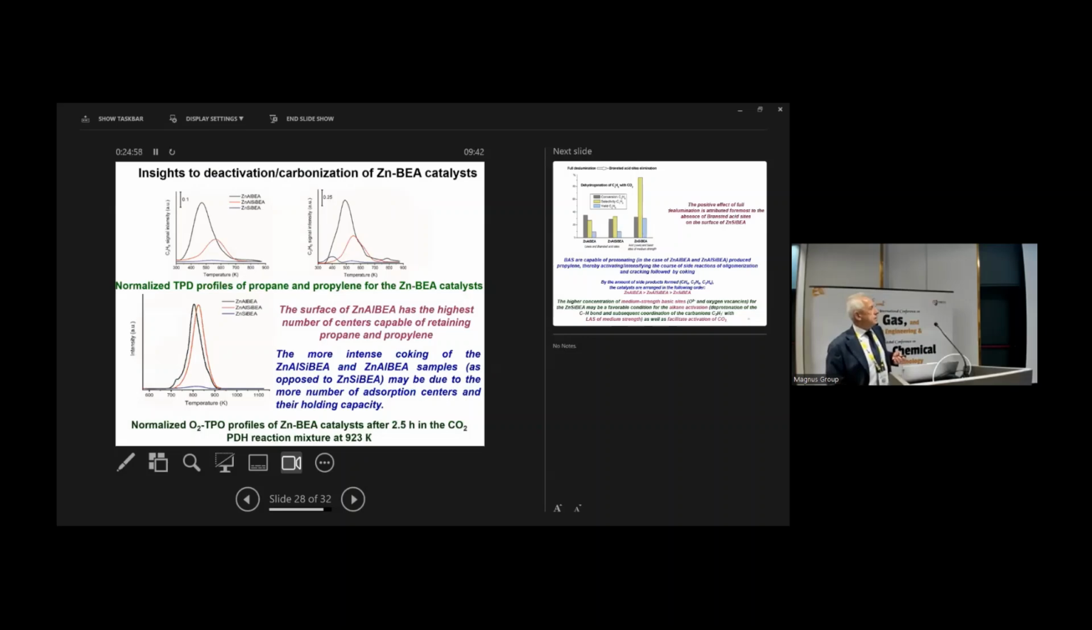And then by using TPD of propane and propylene, you can see that the surface of Zn Al beta has the highest number of centers capable of retaining propane and propylene.